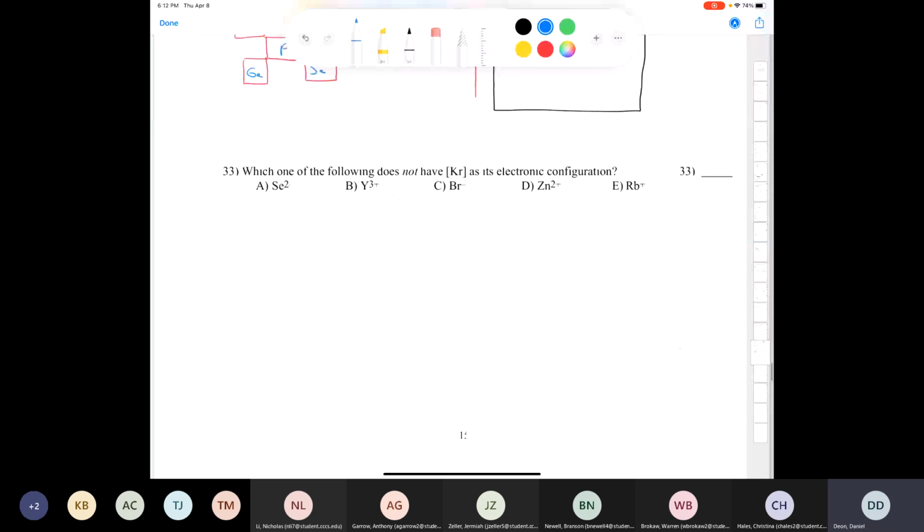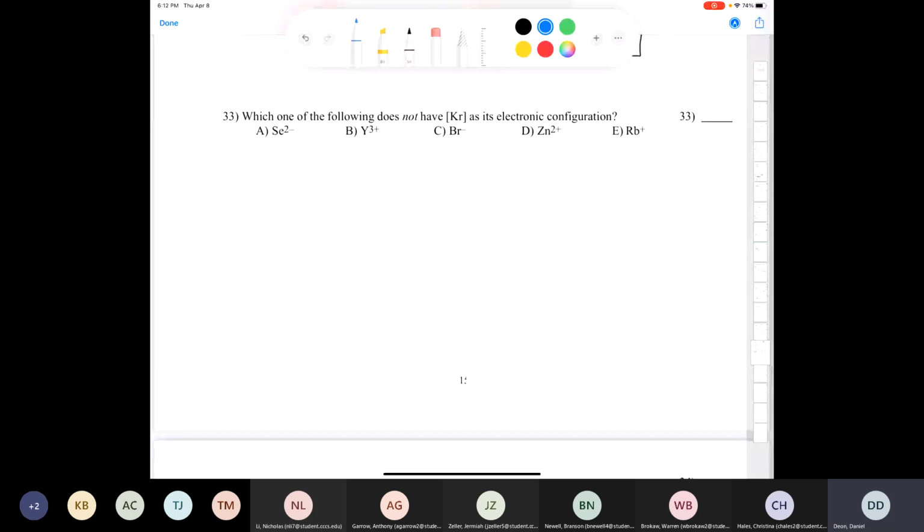Let's move on from there and talk a little bit more about electron configuration. Which of the following does not have krypton as its electron configuration? Well, we know that krypton is element number 36. So we're looking for things that have 36 electrons. If you look at selenium with a 2- charge, selenium is element number 34. So if it gains 2 electrons, it's going to have 36 electrons. So that means it's isoelectronic with krypton.